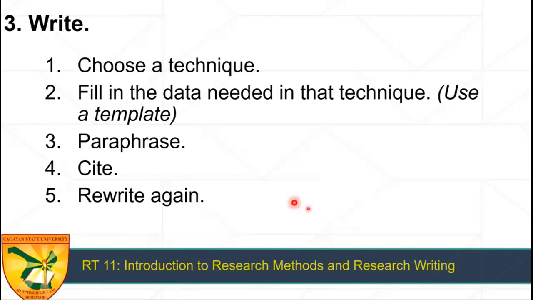So first is you choose a technique. You fill in the data needed in that technique. So you use a template so that it's easy for you. You won't get fuzzy and confused on what you are writing. And then you paraphrase when you fill out the template already, and then you cite, and then you rewrite again. After writing, actually, you will be rewriting and rewriting and so on.